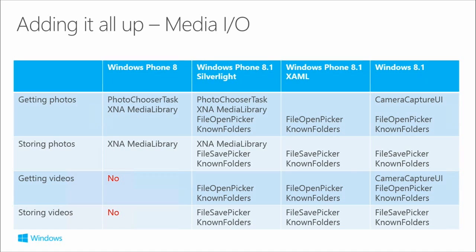That's the file open picker and file save pickers. Those are the ways that we get photos, we get videos, we store photos, we store videos for everything that isn't old Windows Phone 8. In addition to that, we have Camera Capture UI for Windows 8.1, which is just an additional UI control that we can launch inside of our application to do this capture. That's Windows 8.1 only.